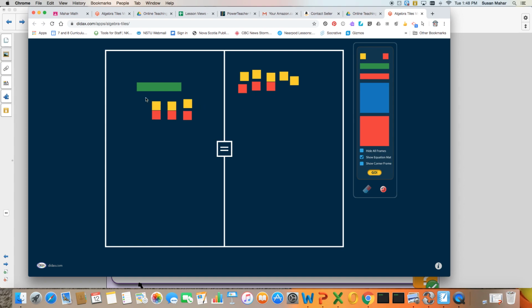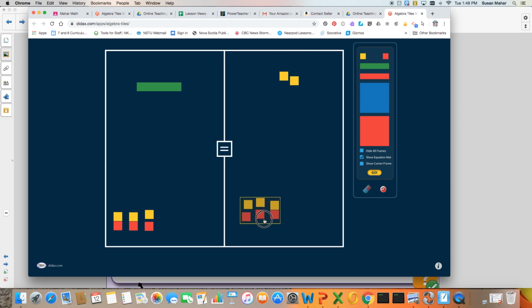Now I can look at what's happened. Here, this has become a 0, so it can go away. Goodbye. And these guys right here have become a 0. Goodbye. And they can go down here. And I'm left with x is equal to 2.